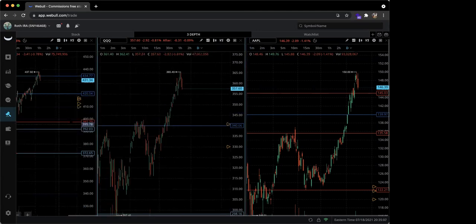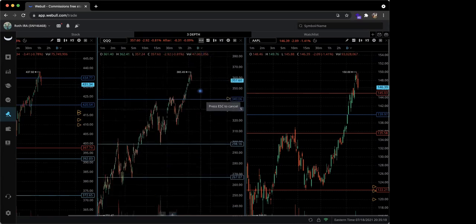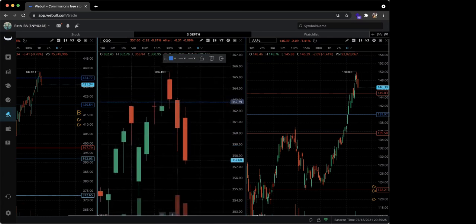And we're all doing the same thing, which is giving back some of that over the last 2 or 3 days, right? I didn't put a line on this one in particular, but we can back out and look at it. We haven't been up here before, but I know that it gets rejected right here. So when you look at where these wicks hit and where these candles are stopping, we can see that around this 362, 363 area is where it gets rejected on the QQQ.